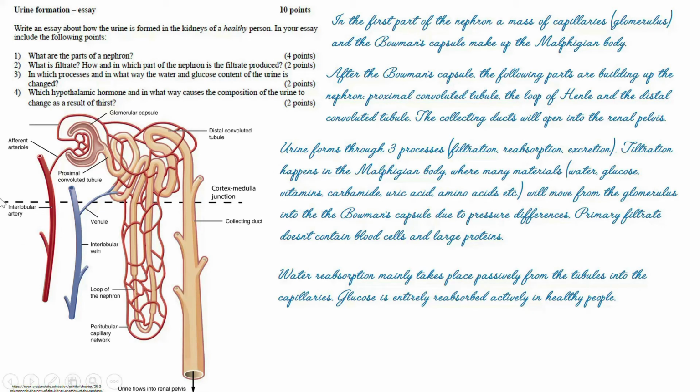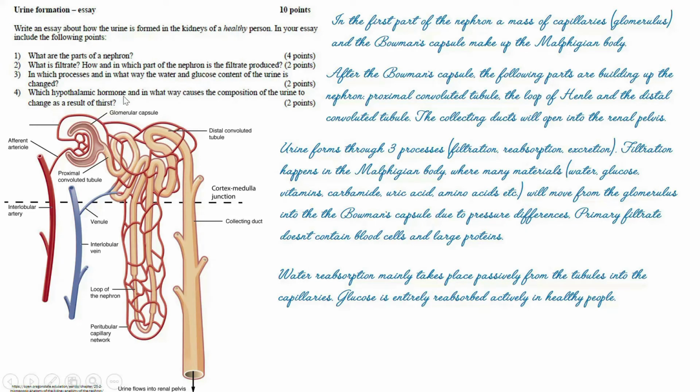Okay, so water reabsorption takes place passively, while glucose reabsorption is an active process, and it's very important that the whole glucose content of the filtrate must be reabsorbed in a healthy person, because if there is glucose in the urine of a person, it is an indication of diabetes.